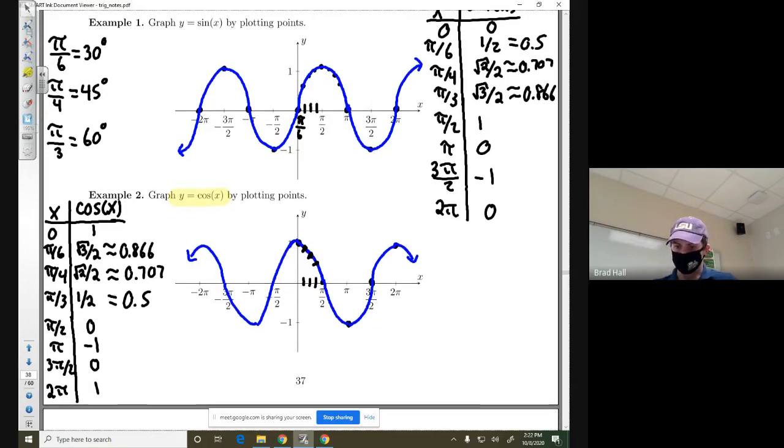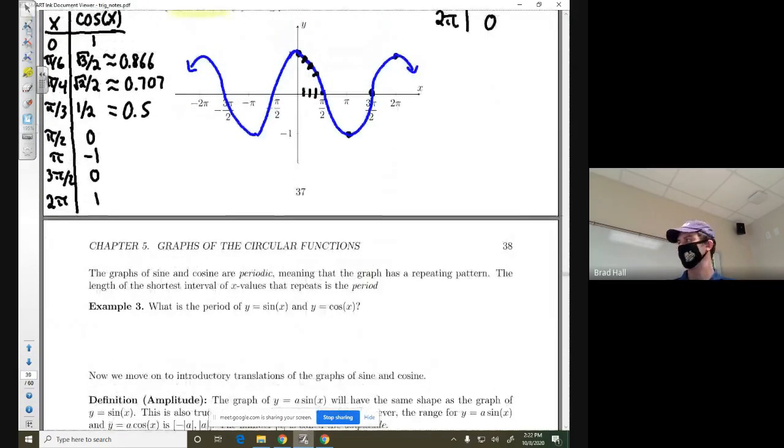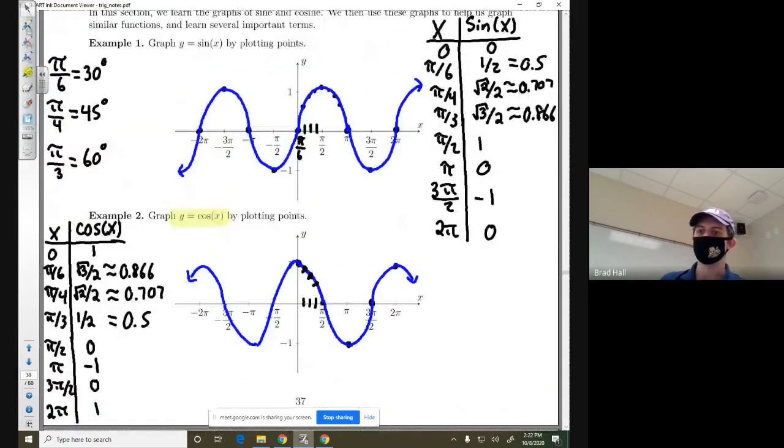So let's go ahead and scroll down to something called, well, we're going to talk about the period, which is the repeating part of the graph. Because the graph repeats on and on forever, the period refers to the length of the unique part. So if we can determine what size of this we can isolate to figure out the repeating part, what would that be?